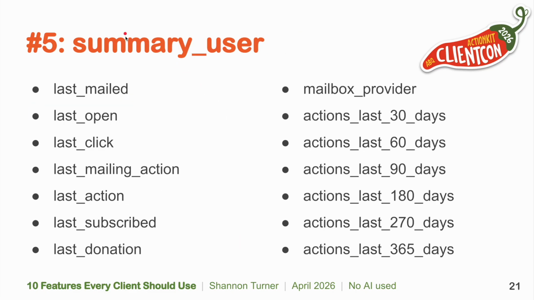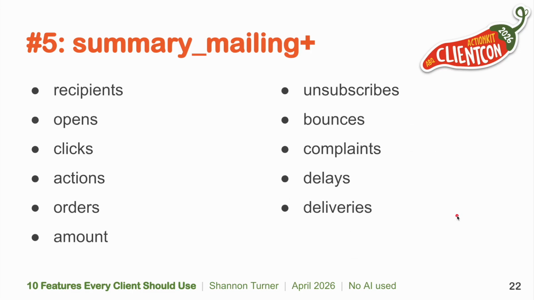For summary user, this includes when a user last received a mailing, when they last opened, when they last clicked, what was their last donation, when were they last subscribed, what's their mailbox provider, and a bunch of other really useful stats. And summary mailing mailbox provider and summary mailing subject and summary mailing variation, these all contain really useful performance stats about your mailings.